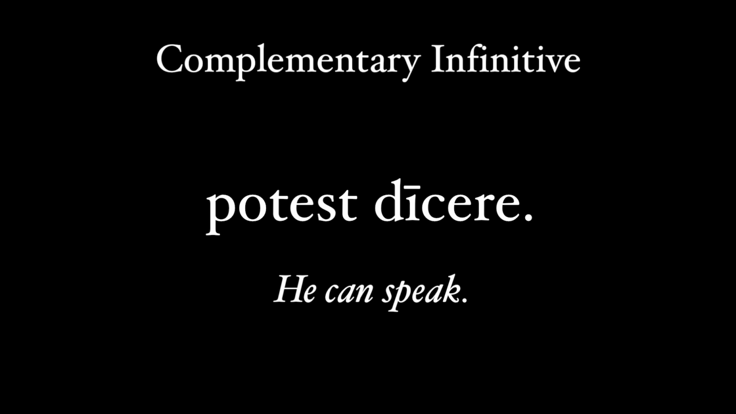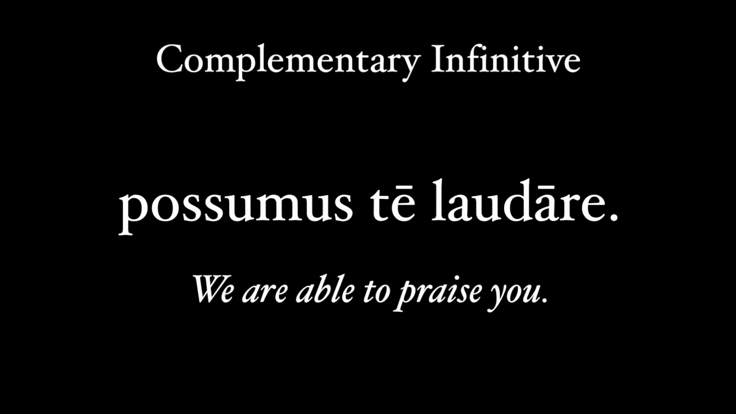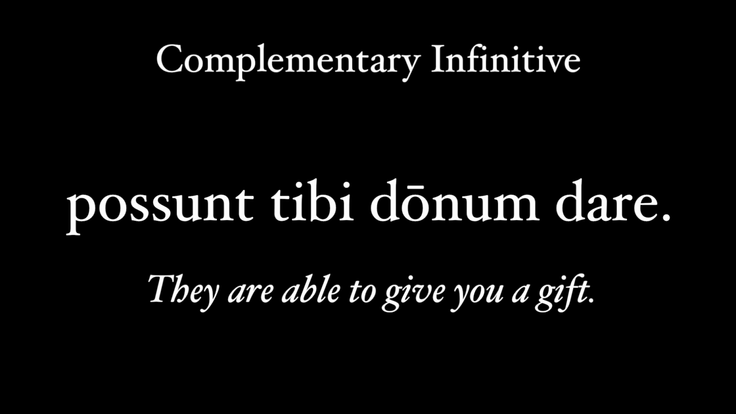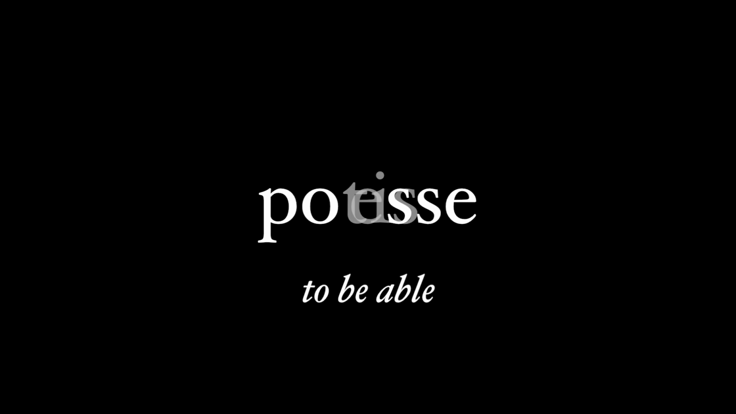These complementary infinitives can take direct objects, like possumus te laudare. We are able to praise you, or we can praise you. Or even direct and indirect objects, like possunt tibi donum dare. They are able to give you a gift. Oh, and the infinitive of possum is posse. It's like a super contracted form of potis and esse. Posse, to be able.